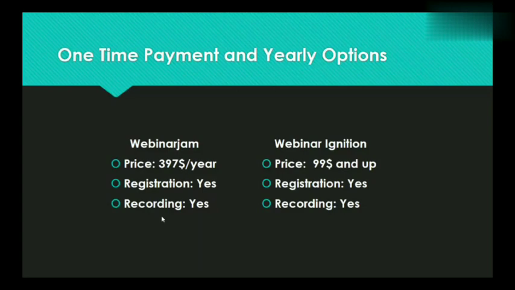So first of all, we have Webinar Jam, which is actually developed by two very, very big internet marketers, very big names in the internet marketing industry. Okay, one of them is Andy Jenkins. Probably some of you guys heard about him. The price for this platform is $397 per year. That means $400 per year.